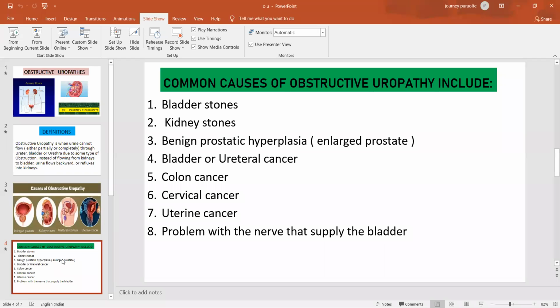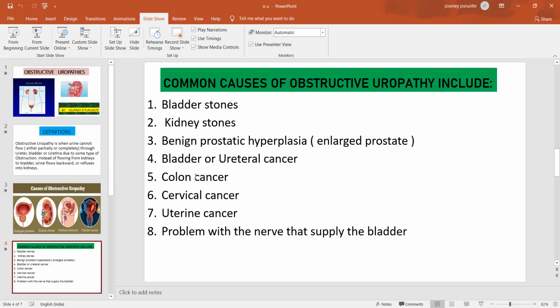So what do you mean by benign? Okay, get ready, later on I will ask. There can also be bladder or urethral cancer. If there is a cancer in your bladder or in your urethra, that can also lead to obstructive uropathies.